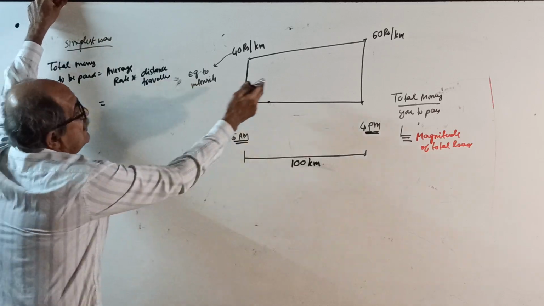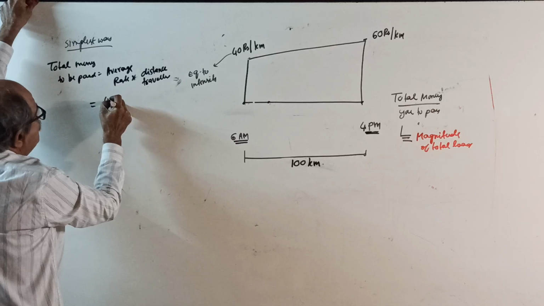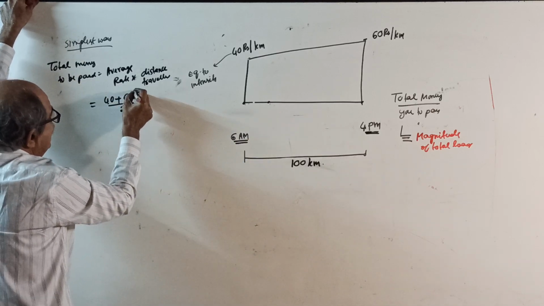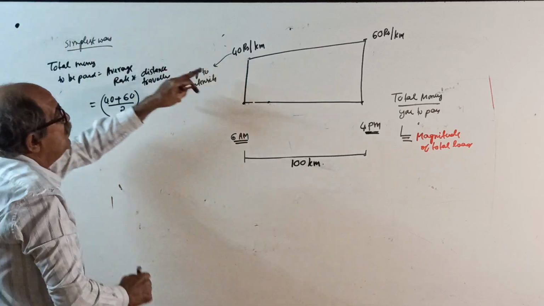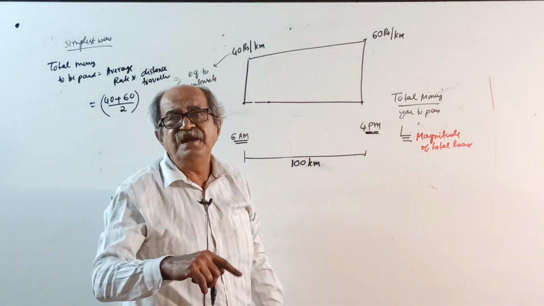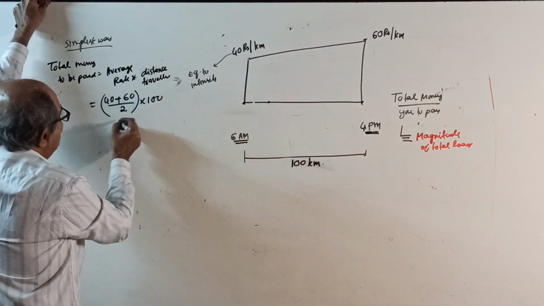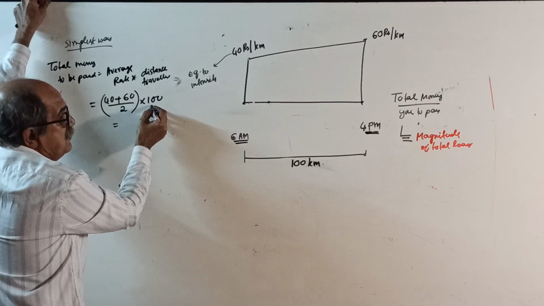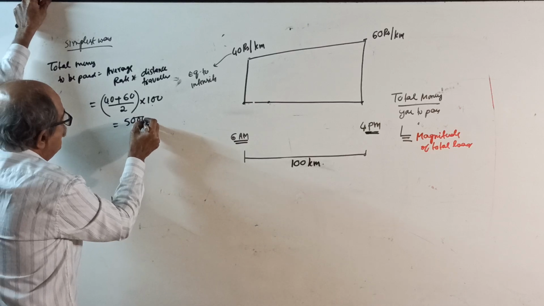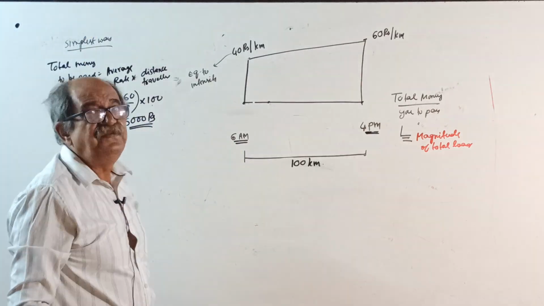See, it is a linear variation. So the average rate is equal to 40 plus 60 divided by 2. Everybody will tell that answer. This rate is 40, that rate is 60. Add them, divide by 2, that is 50, into 100 equals 5,000 rupees. You have to pay 5,000 rupees. This is the easiest way.